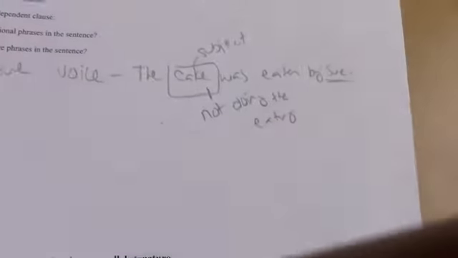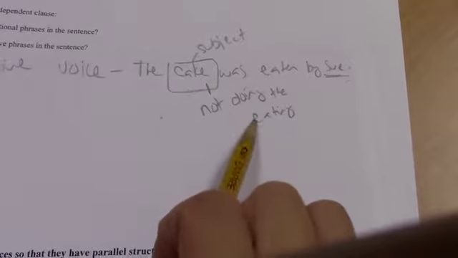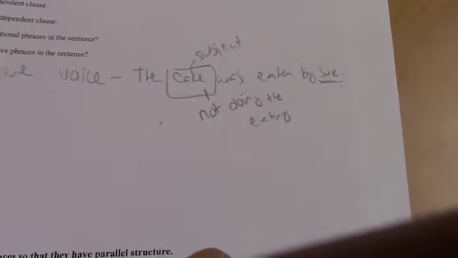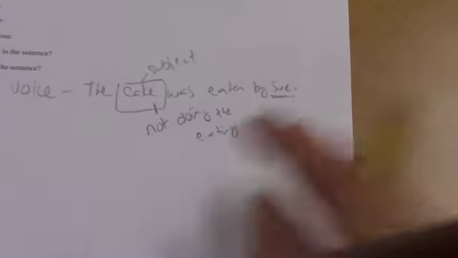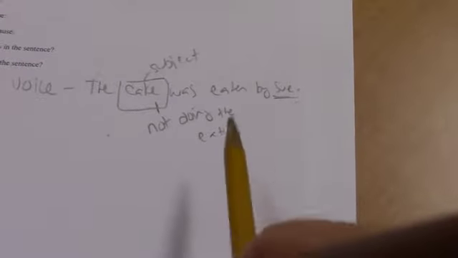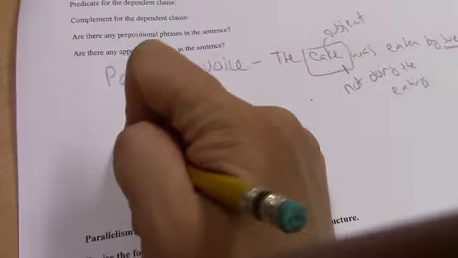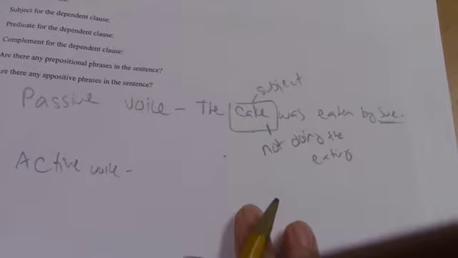When you're writing something in active voice, you want the subject to be doing the action. To rewrite this in active voice, think, who's actually eating something? Well, Sue's eating something. So if I want to rewrite it in active voice, Sue needs to be my subject. So in active voice, my sentence would be, Sue was eating the cake.